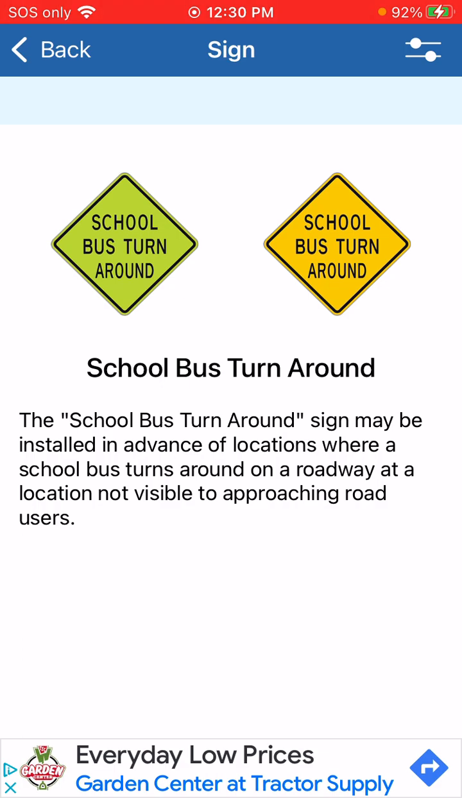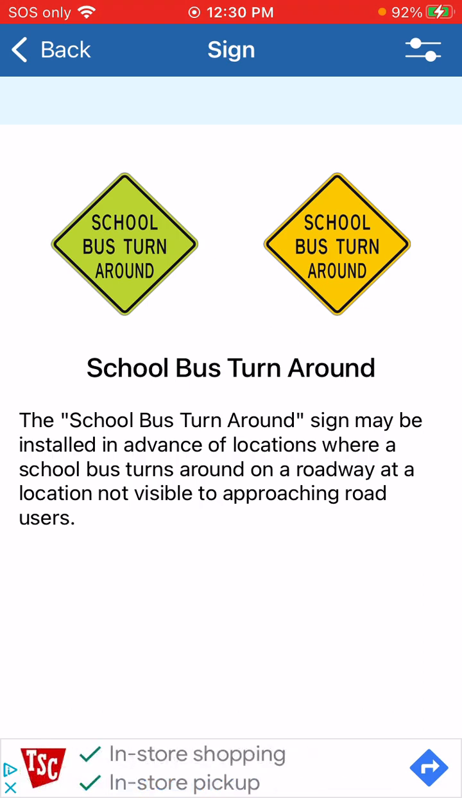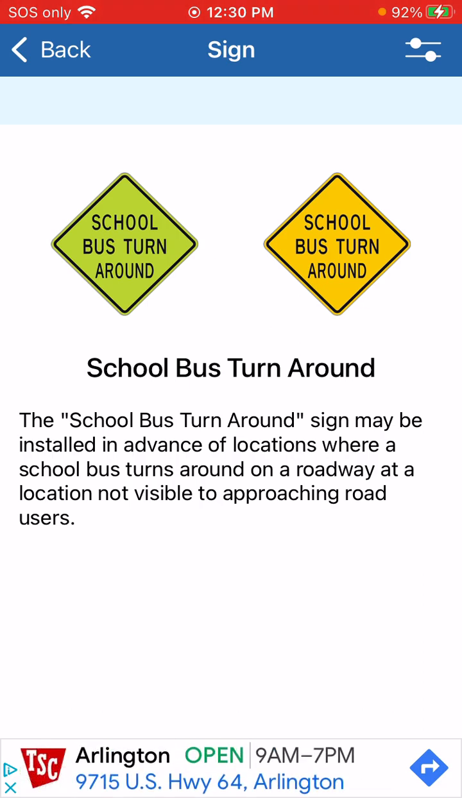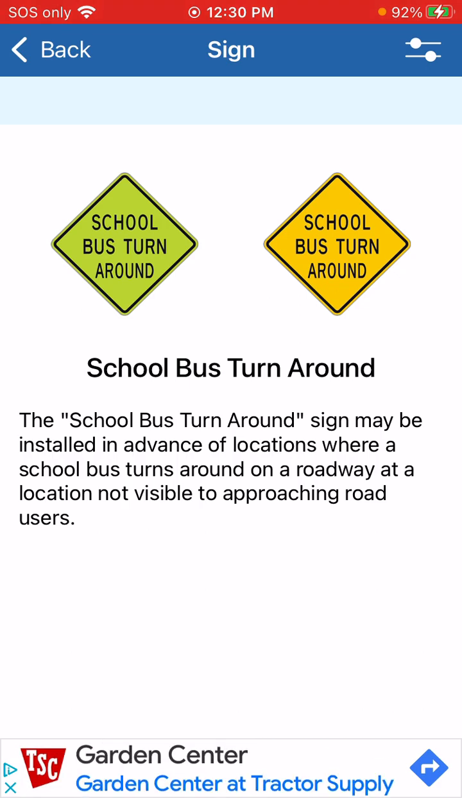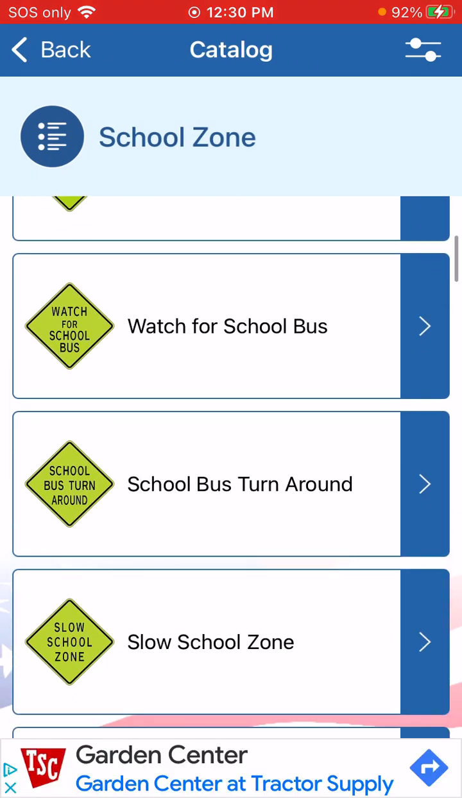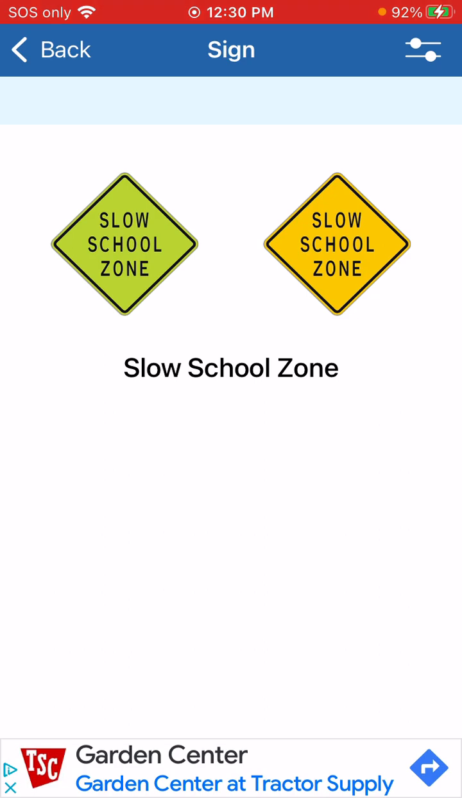School bus turnaround. The school bus turnaround sign may be installed in advance of locations where a school bus turns around on a roadway at a location not visible to approaching road users. Slow school zone.